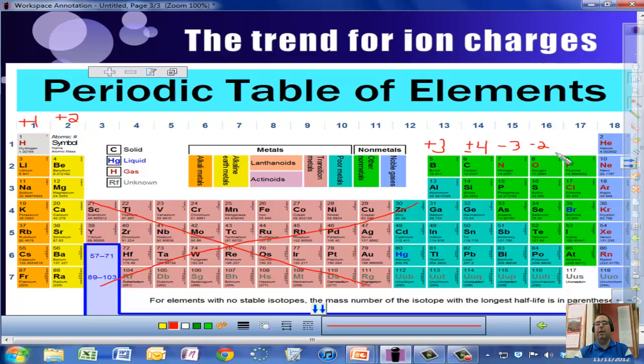This group is going to be a -2. And this group over here is going to be a -1. So everything right here is going to have this -3 charge. Everything right here is going to have a -2 charge.